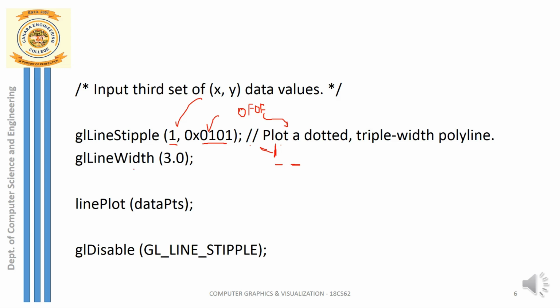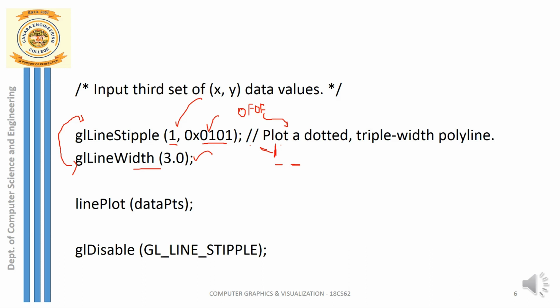Now you can see the next function that I'm calling is glLineWidth. What is this line width? I have taken 3, so tripling the size of the line. You can even call glLineWidth before glLineStipple, or you can also call it after glLineStipple. It doesn't matter.